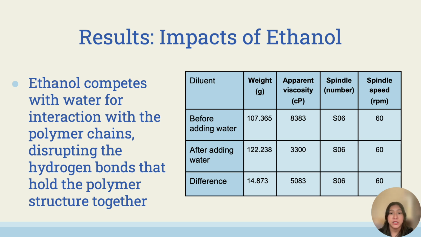Initially, the gel had a viscosity of 8,383 centipoise. After adding ethanol, the viscosity dropped significantly to 3,300 centipoise. This large reduction is due to ethanol's nature as a less polar solvent compared to water. Ethanol competes with water for interactions with polymer chains, disrupting the hydrogen bonds that hold the polymer structure together. As a result, the gel network collapses more substantially, causing a sharp drop in viscosity.